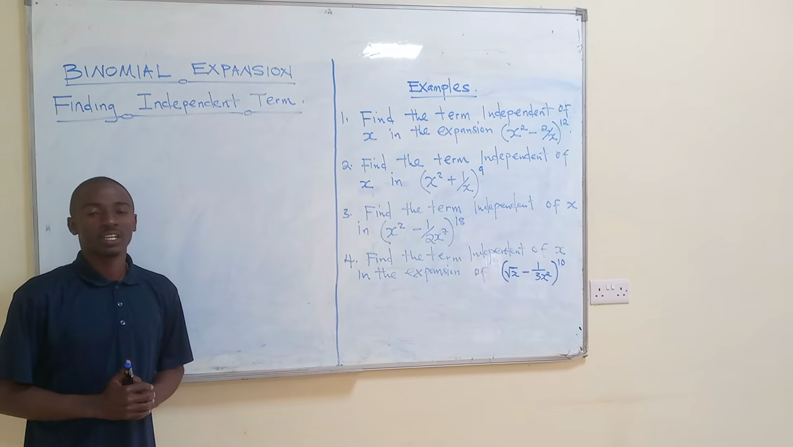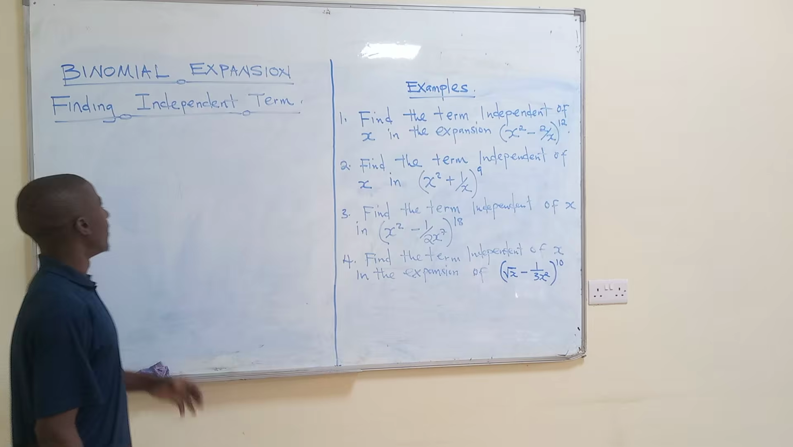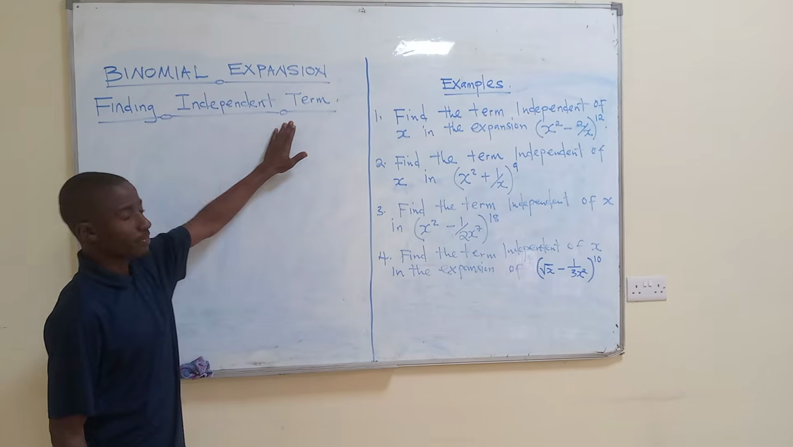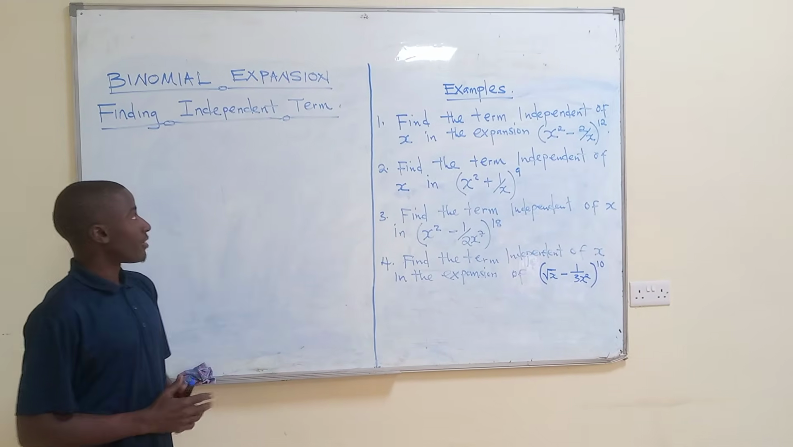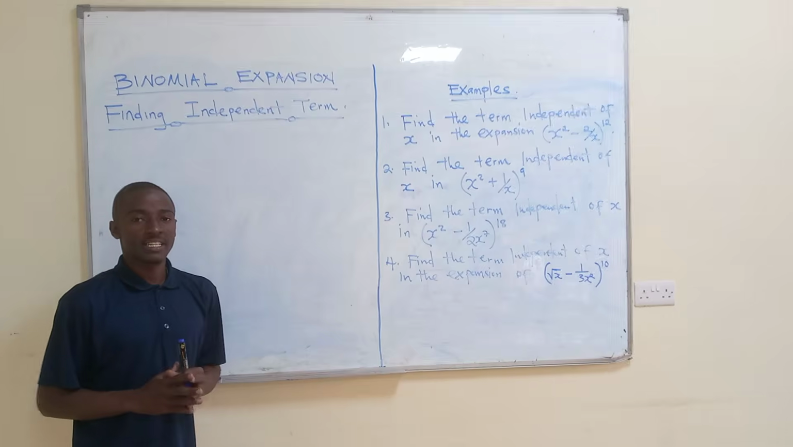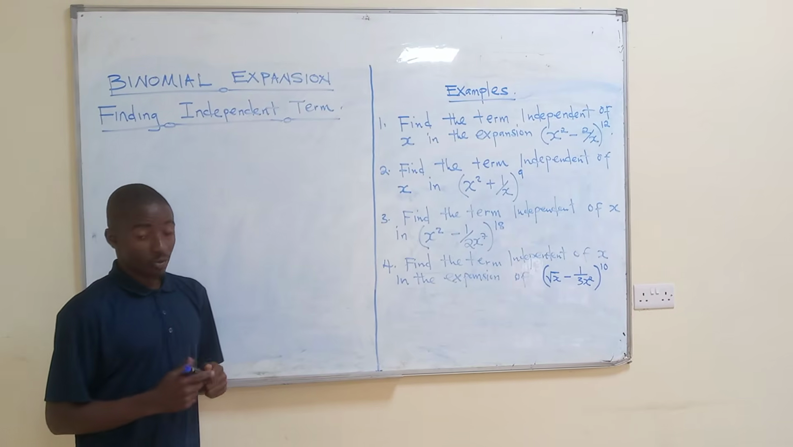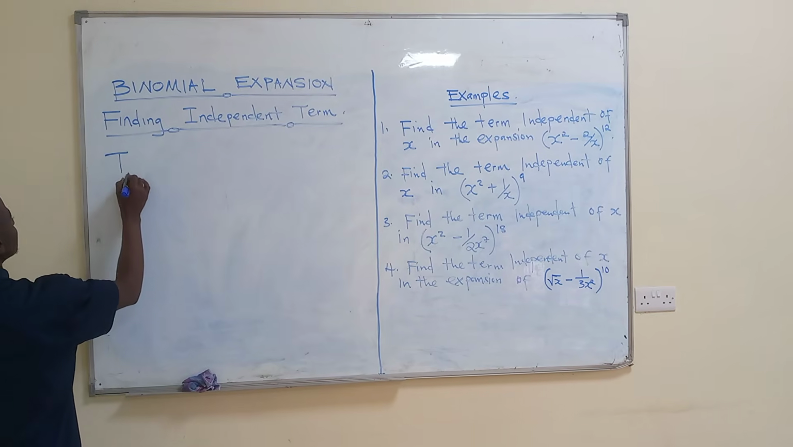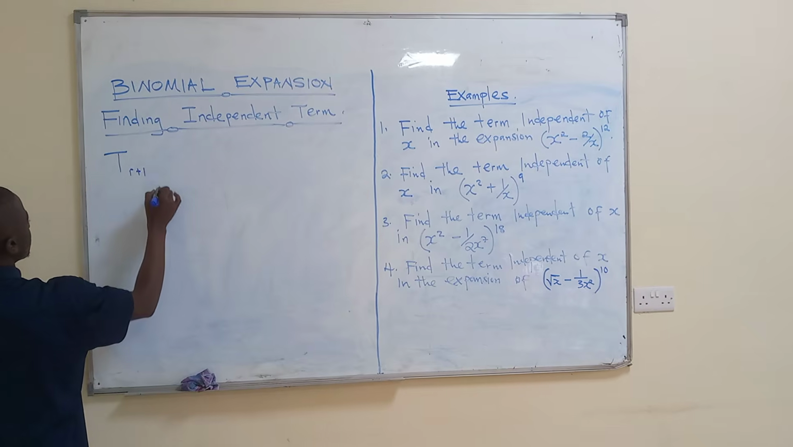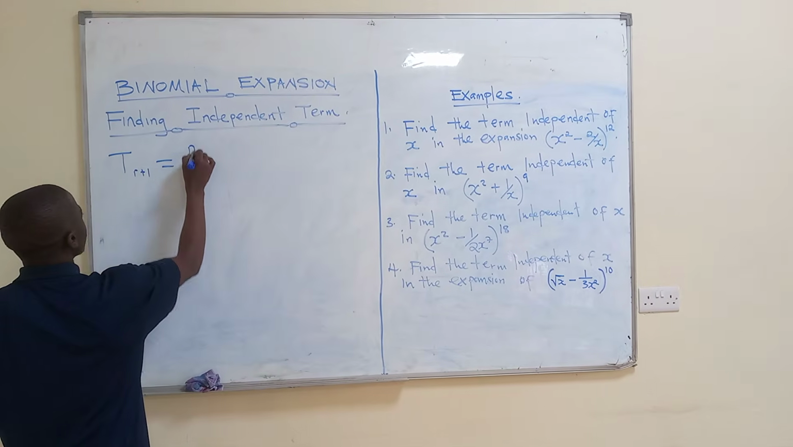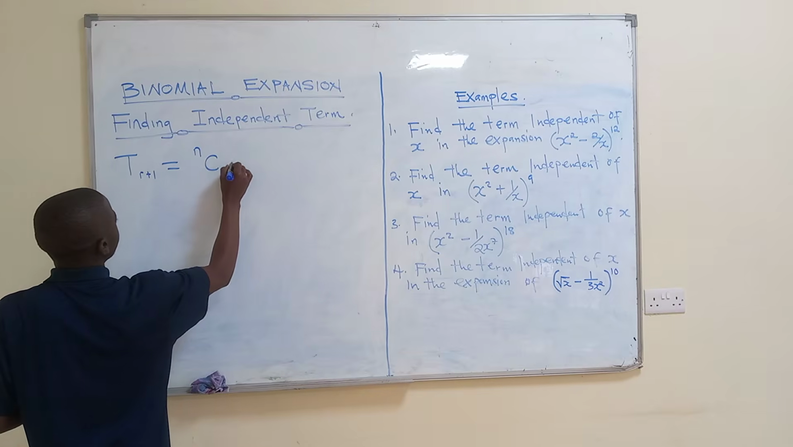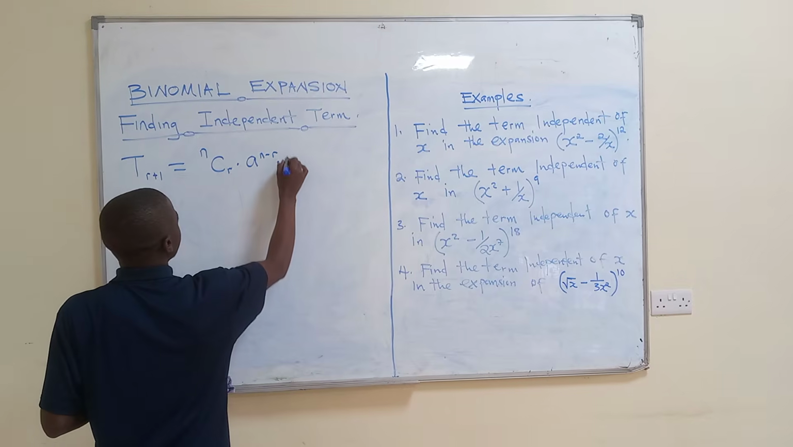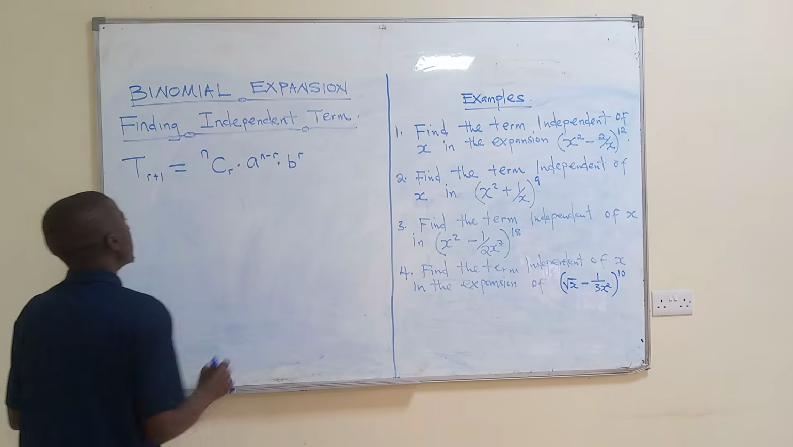My name is Mulutula, and we are going to revise together binomial expansion, finding the independent term. What you should know when you are finding the independent term is that there is a certain formula that you should abide by, which is: the term T(r+1) is equal to the combination nCr multiplied by a to the power n minus r multiplied by b to the power r.